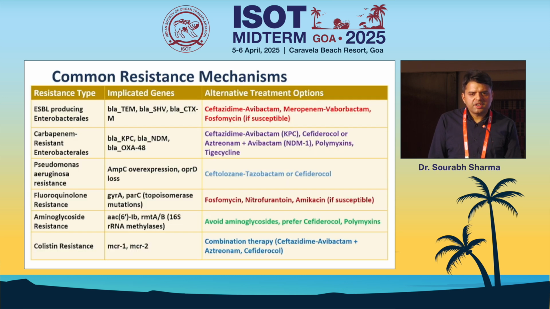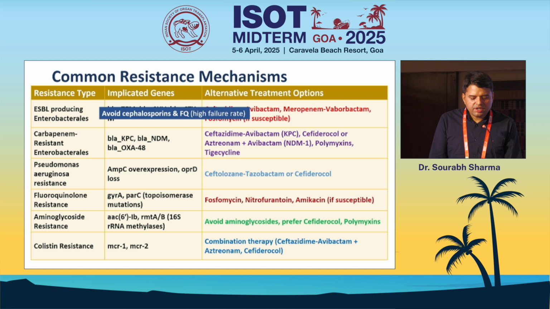The common resistance mechanisms will be discussed by Arpita madam also, but the most important is ESBL producing Enterobacterales, and these are the genes implicated. The alternative treatment options in ESBL producing Enterobacterales are ceftazidime-avibactam, meropenem-vaborbactam, or fosfomycin if susceptible. However, we should avoid cephalosporins and fluoroquinolones because of high failure rate.